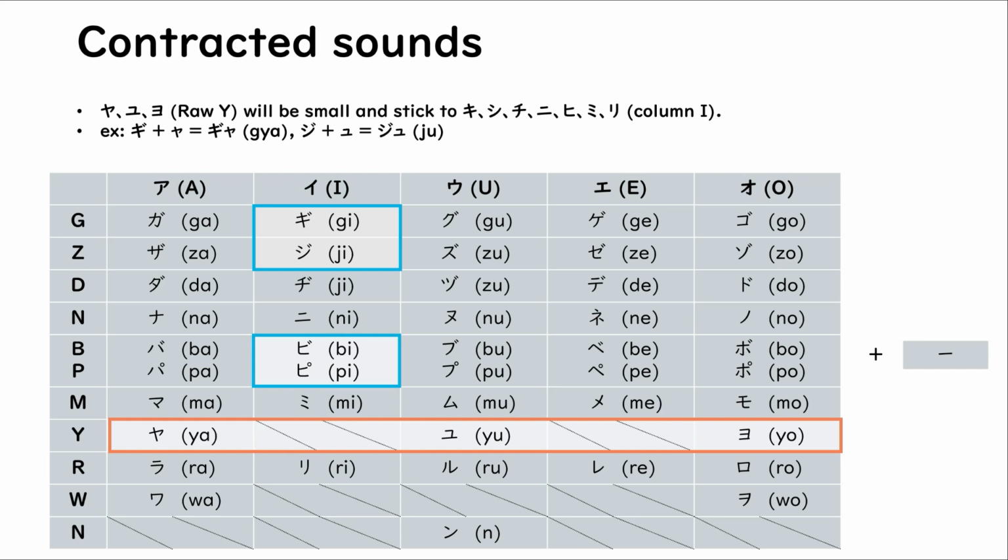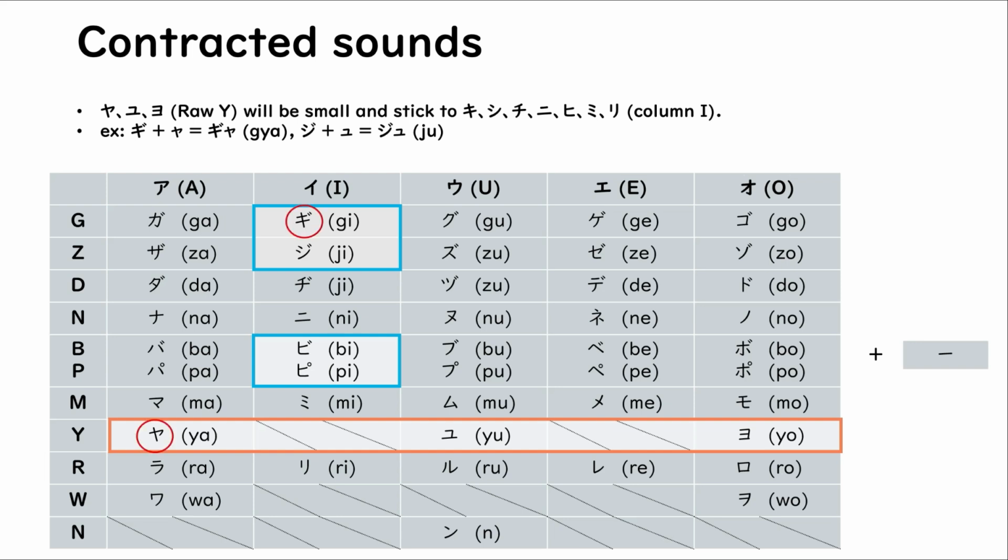Next, let's look at contracted sounds. Sounds with small ya, yu, yo. If you don't remember, please check the previous video. With Dakuten and Handakuten, we mainly use these sounds: gi, ji, bi, and pi. There is also ji from the T row, but it's pronounced the same as ji from the Z row, so we don't use it very much. For now, it's enough to remember these 4 sounds. One reminder, small ya, yu, yo make one sound, not 2.